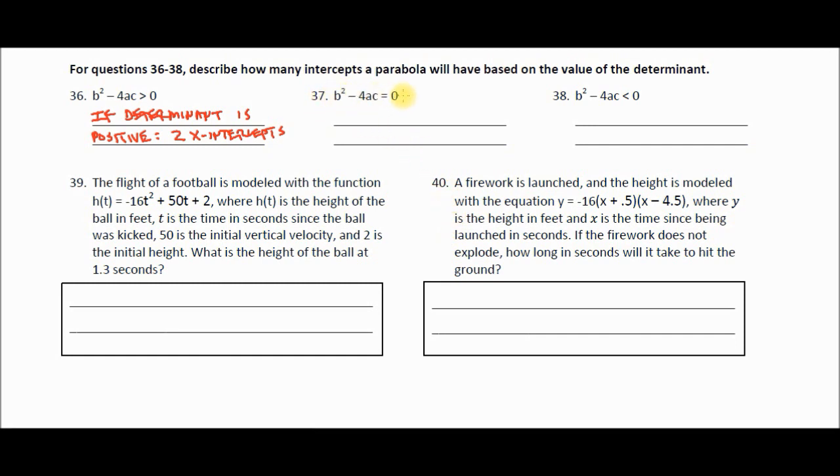If the determinant happens to be equal to 0, that means we have one x-intercept. When the determinant is 0, it means the vertex is on the x-axis, and that means it will have one x-intercept. And then what happens if the determinant is less than 0?